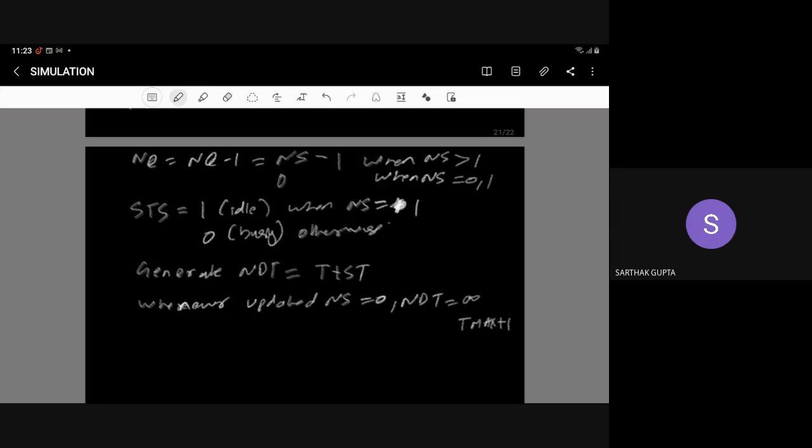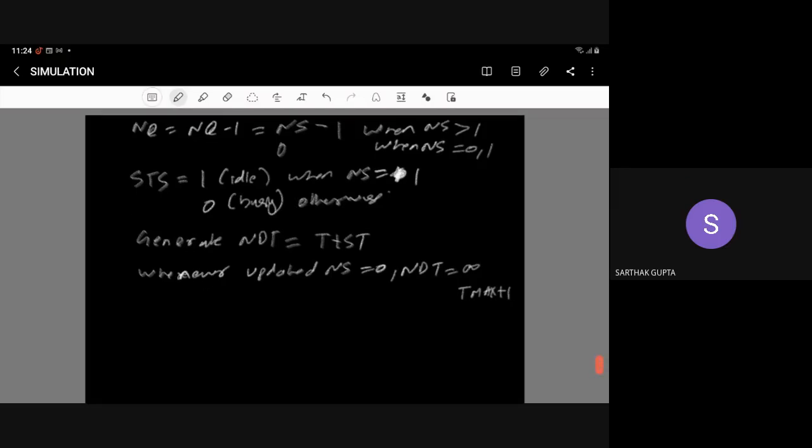So theoretically we write infinity, but for the computer program you can try this algorithm in Python also if you have the interest in programming. So at that time you have to consider the NDT is equal to T max. When the updated NS is equal to 0, due to this assumption, forcefully we are considering that the next event is the arrival.